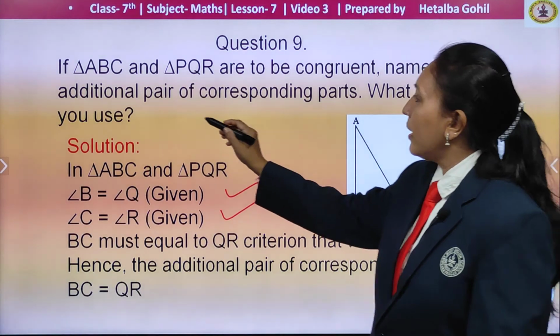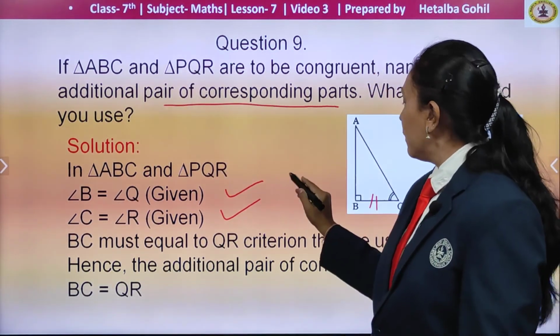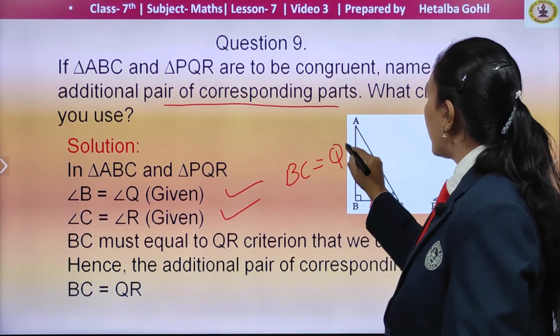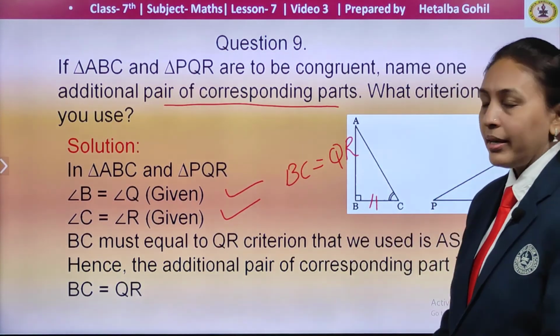So, which will we take as the additional pair of corresponding parts? We will be taking BC, that is equal to QR. This is our answer over here.